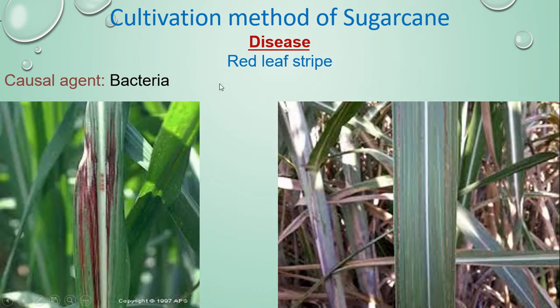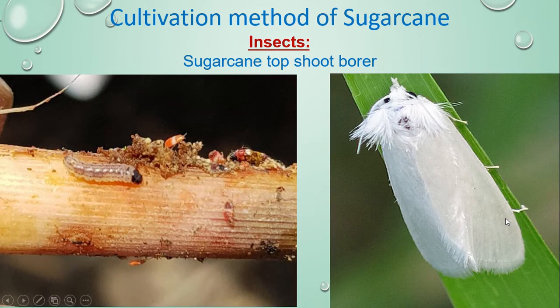And this is the red leaf stripe disease, caused by bacteria. If you have a look, this leaf looks like it has red patches or stripes due to the infection of bacteria. Here you can observe the red stripe or red patches found on the leaf. This is as well another harmful disease of sugarcane.